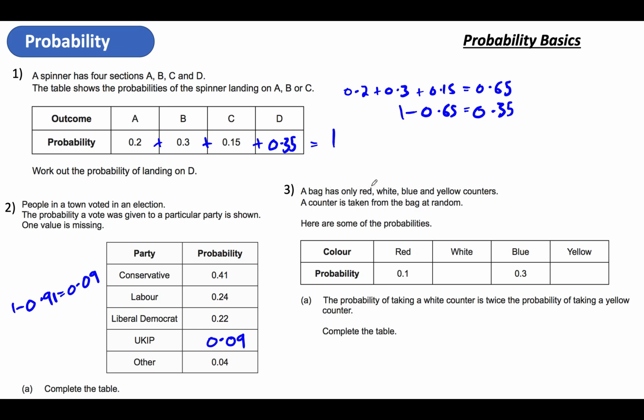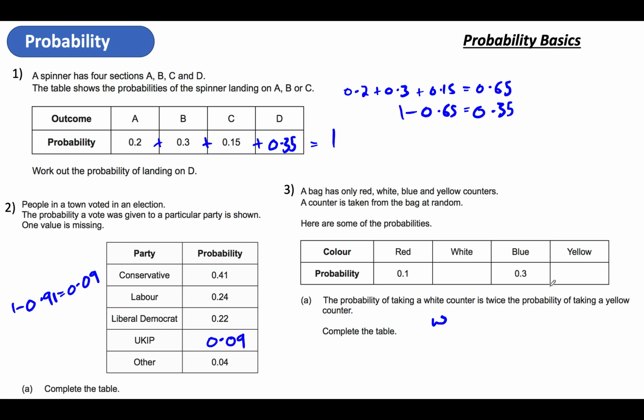And a bag has only red, white, blue and yellow counters, so those are the only possible things I can get out. A counter is taken from the bag. Here are some probabilities. The probability of taking a white counter, so this one, is twice the probability of taking a yellow. Okay, I'll be interested to know whether you got this one right. Now, a good way to think of these is ratios, right? So probability and proportion are basically the same thing. So 0.1 of all the counters in this bag would have been red, 0.3 would have been blue.